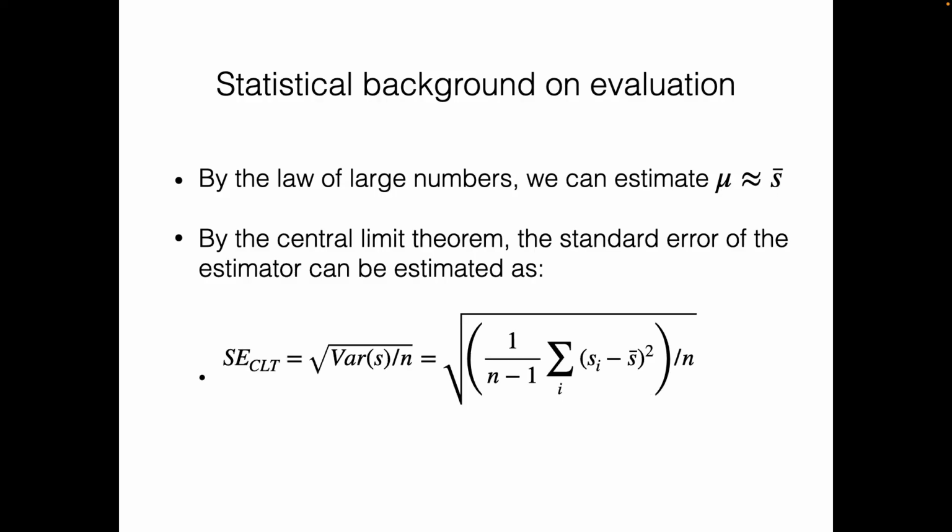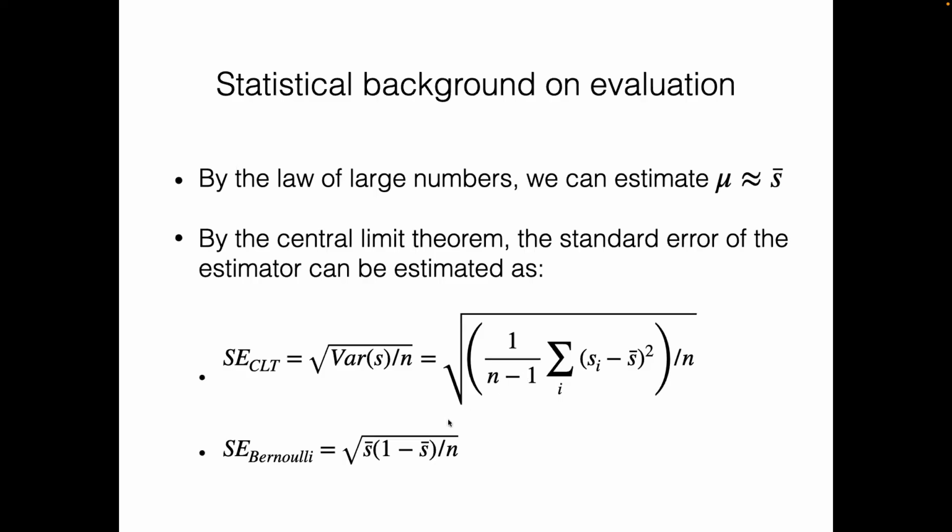And so the central limit theorem says that the distribution of these means will converge to be Gaussian. And if you have a Gaussian distribution, then you can measure the variance or the standard error. This is just showing a formula for estimating the standard error: the square root of the variance divided by n.